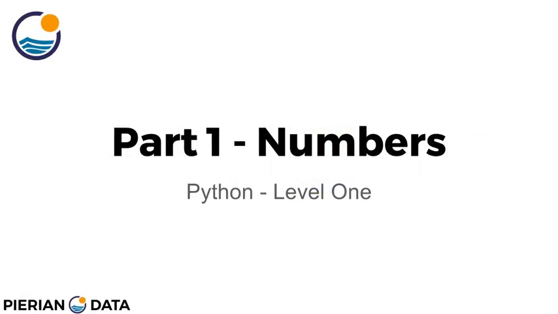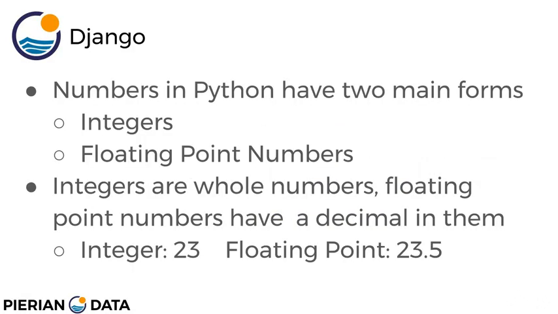Hello everyone, and welcome to Part 1, Numbers. Numbers in Python have two main forms that we're going to be working with for this course. That's integers and floating point numbers. Integers are whole numbers, and floating point numbers have a decimal in them. So for example, an integer is something like 23, a floating point number is something like 23.5 or 23.0, etc.